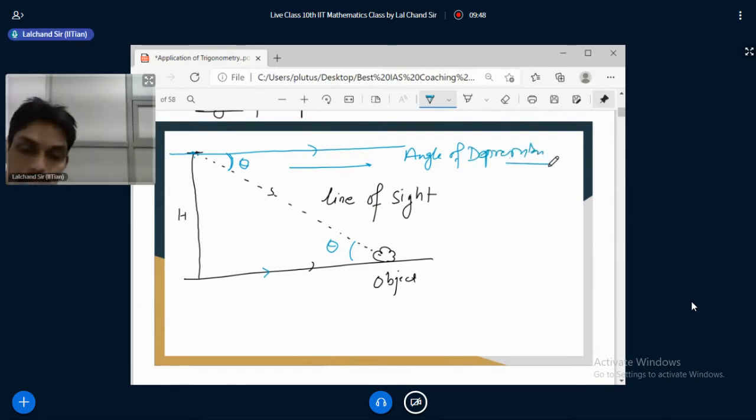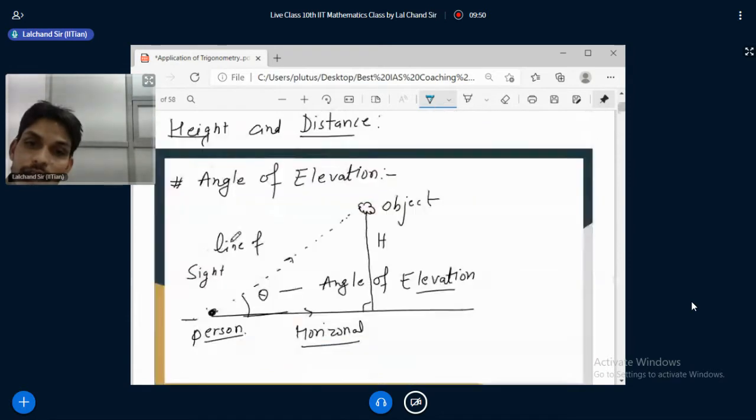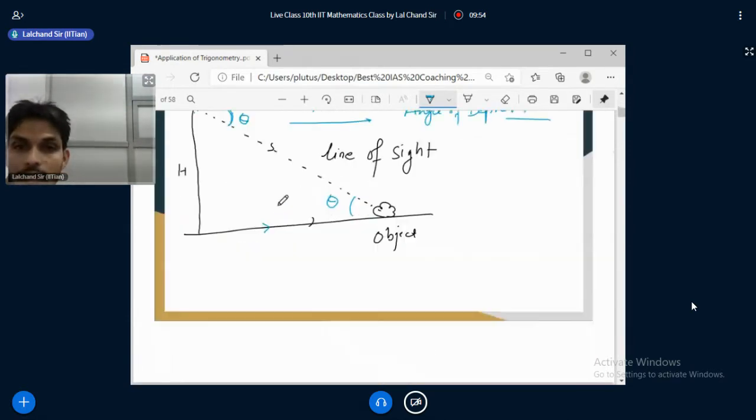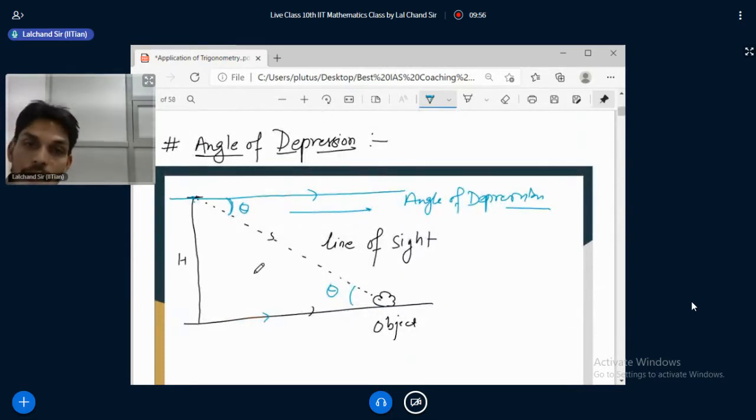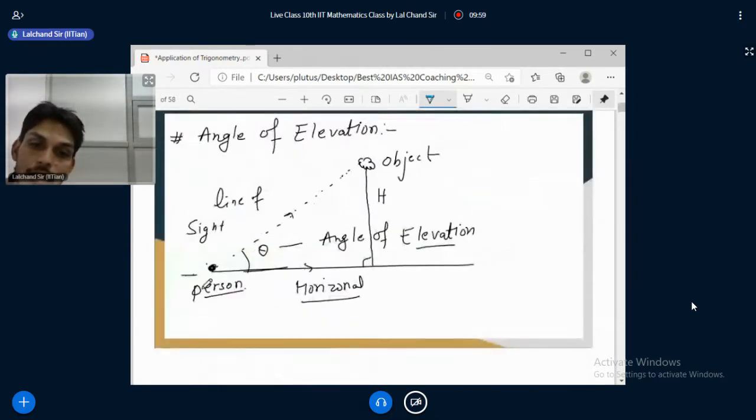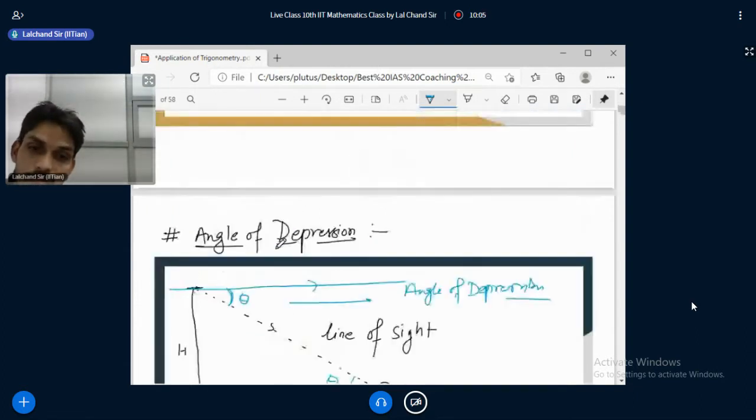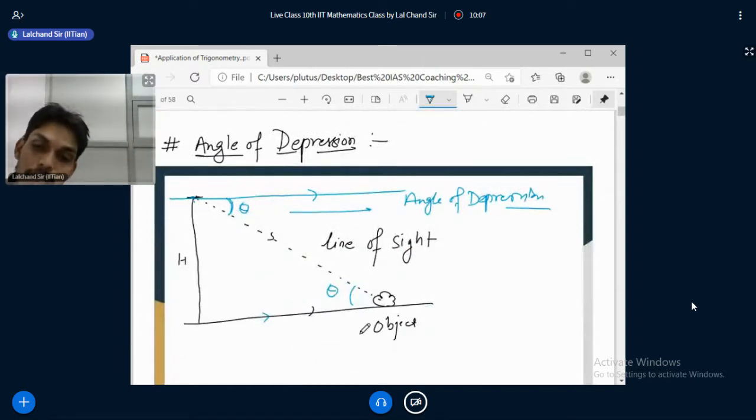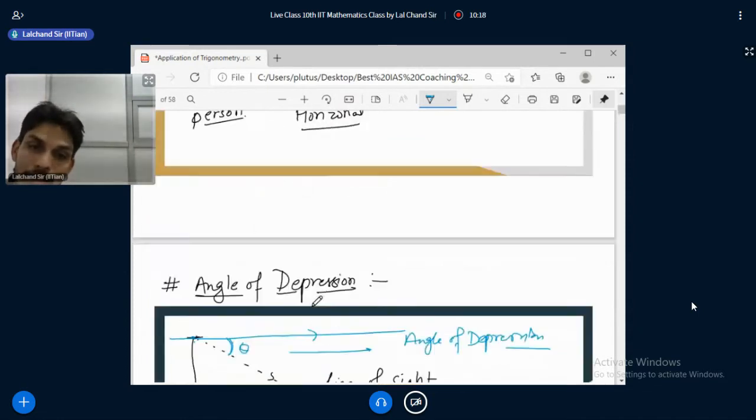Okay, I think now these two positions are clear: when we are going to use the word angle of elevation and when we are going to use angle of depression. Whenever we look at the object from the ground and the object is in air or at some height, we use angle of elevation. If we look at an object that is on the ground and we look at it from some height, then we use angle of depression. Okay, I think these two are concepts used in height and distance.